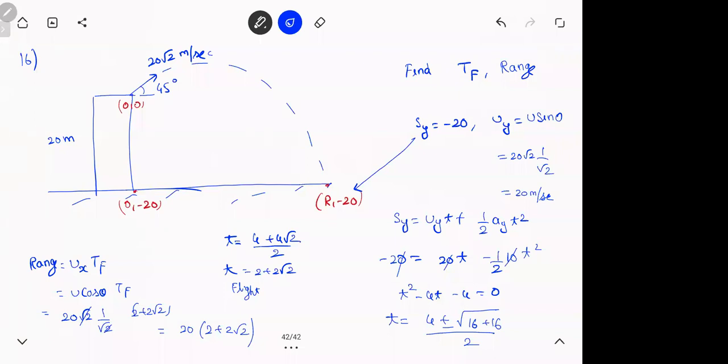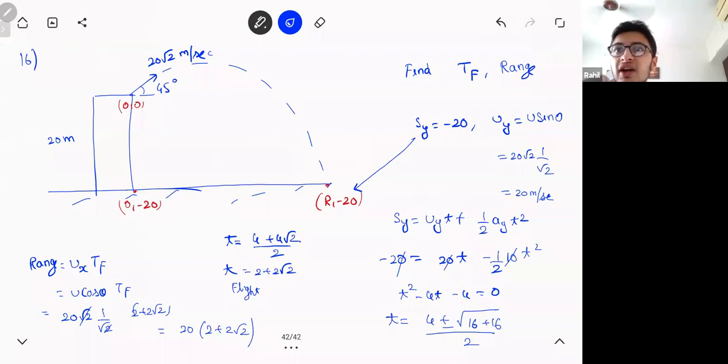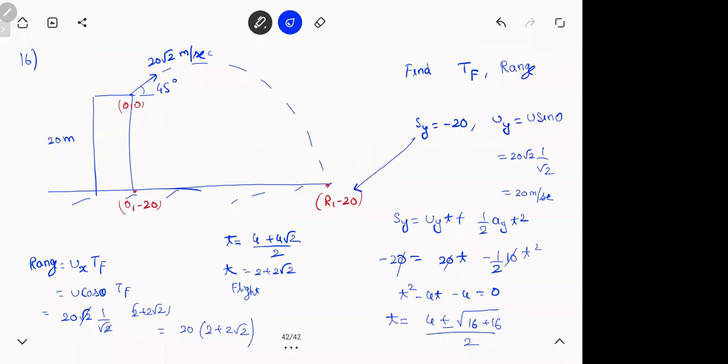Sir, to find the velocity of y component, why are you finding that? Theta minus gt will also come, right? But why are you doing that? When did I ask you speed? I didn't ask you speed. I just asked you range. Clear with that? Next one.